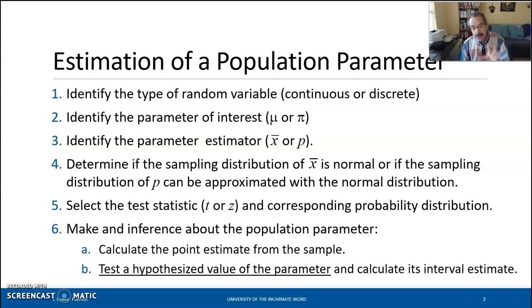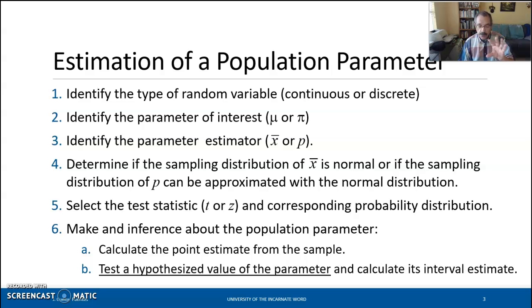If you're dealing with a discrete random variable and you're trying to test a hypothesis or estimate the population proportion, then as you saw in module 7, we're going to use the normal distribution to approximate the sampling distribution of that proportion. In that case, because we're using the normal distribution, we're going to use the z statistic, and of course we're going to use the standard normal distribution.